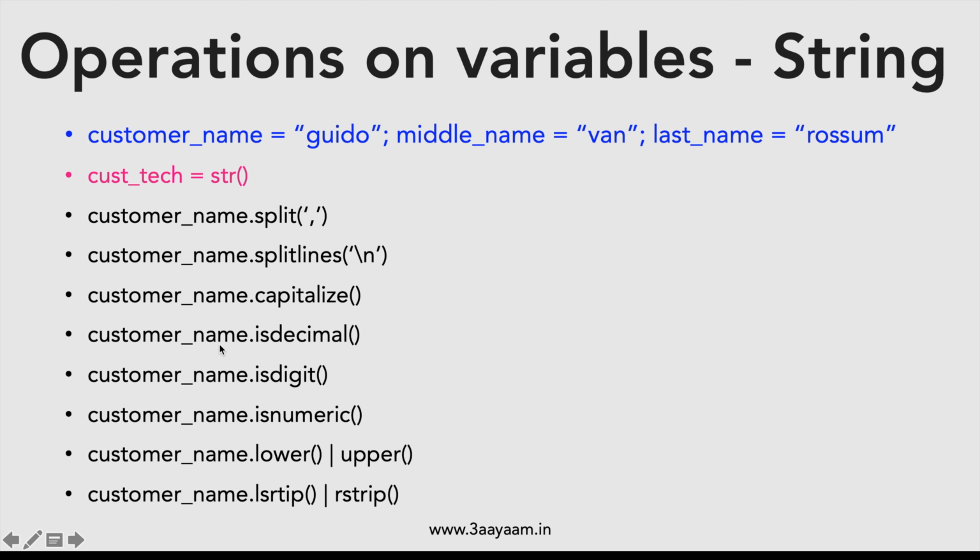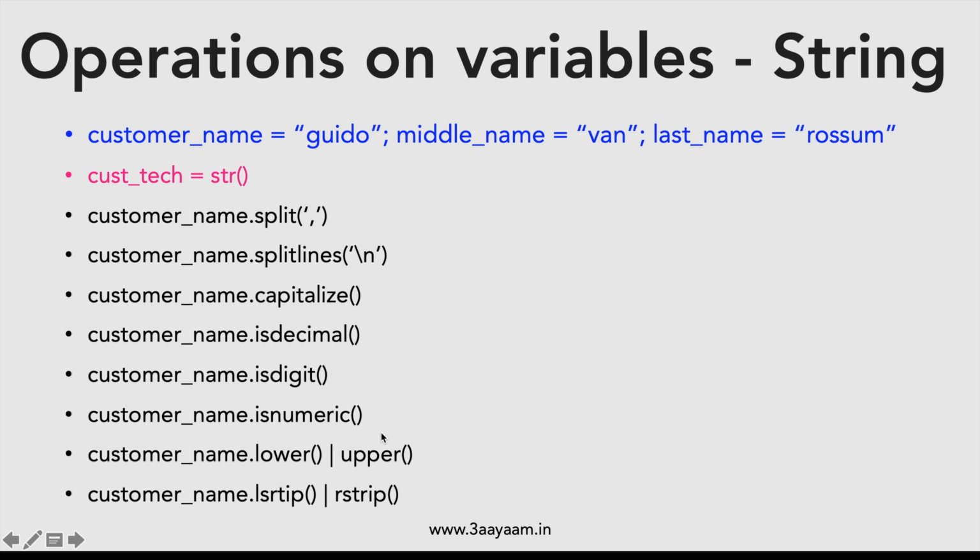We can also check whether a string variable contains decimal value or not, or it contains digit value or not, or whether it is numeric or not. Because sometimes we want to change the string data type to an integer data type. But if that string contains A, B, C, D, then it would give an error. So before that we want to check whether it contains those values or not. If the string contains decimal, digit or numeric value, then you can convert the data type to integer.